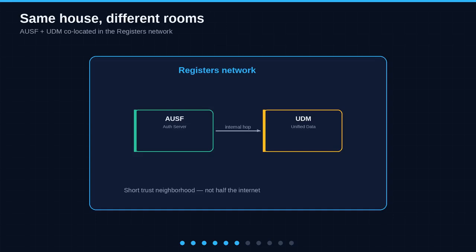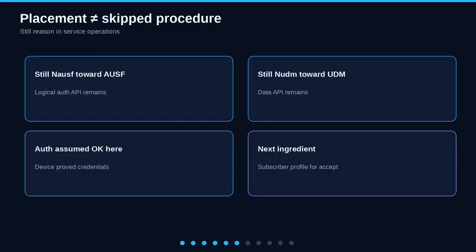Why mention that? Because students sometimes imagine every 5G function as a distant cloud microservice with huge latency. Sometimes, yes. Here, authentication server and unified data management sit together. That can simplify certificate trust, reduce round trips, and make certain failure modes look local when you debug. It does not erase the logical steps. You still reason in service operations. Nausf toward AUSF, Nudm toward UDM. Co-location is a placement choice, not a license to skip the procedure.